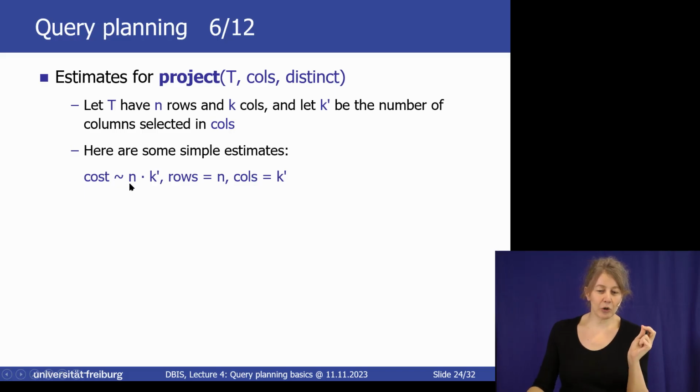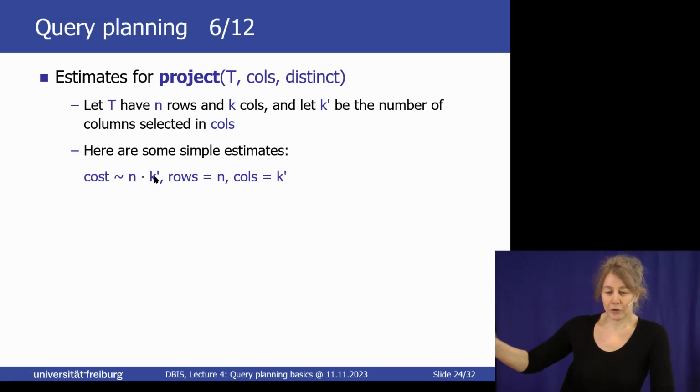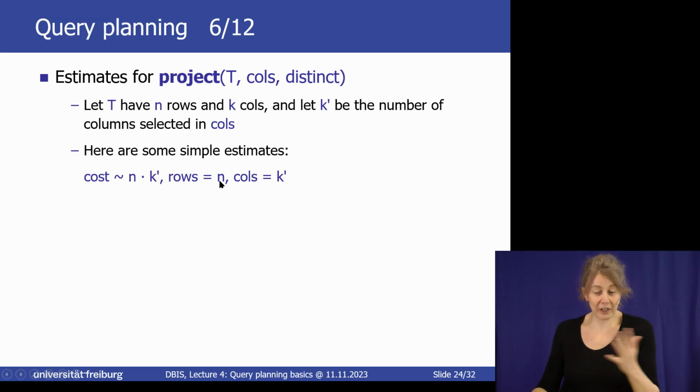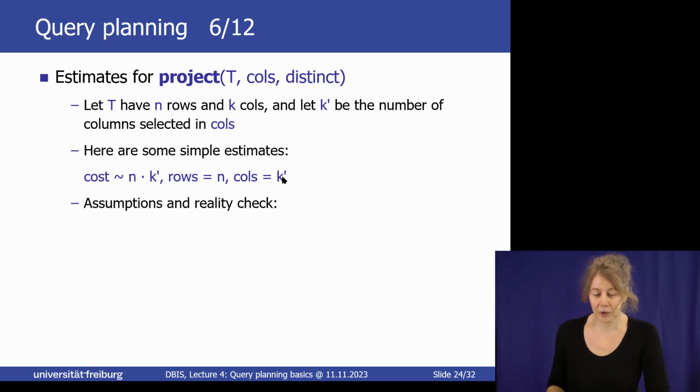So I'm saying the cost is n times k'. I'm selecting all rows, so I'm doing something for each row, but from each row I'm only selecting k' columns. So if I have a lot of columns and I only select 2 of them, this is only 2. I don't have to do anything for the others. I'm assuming I have no work dropping columns, but just copying columns over. The result will have the same number of rows as the input, n, because I'm only selecting columns, and the result will have k' columns. That's our simple estimate here. You can come up with other estimates if you want, or you can just work with those.